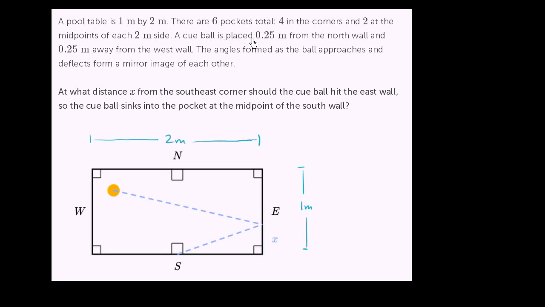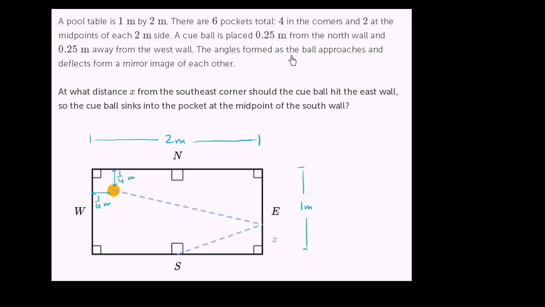A cue ball is placed 0.25, or a quarter meter, from the north wall and a quarter meter away from the west wall. So this distance right over here is a quarter meter away from the north wall. So this is 1/4 of a meter. And this distance right over here is also 1/4 of a meter. So that's that distance from the west wall.